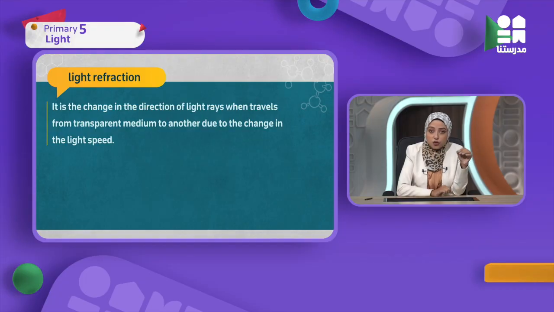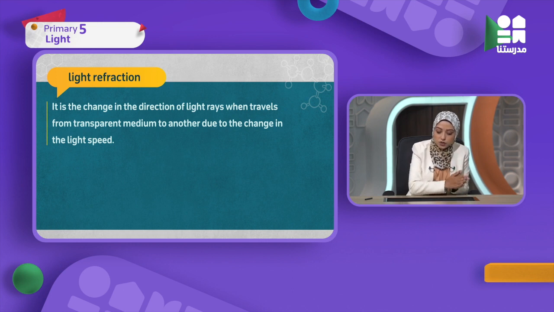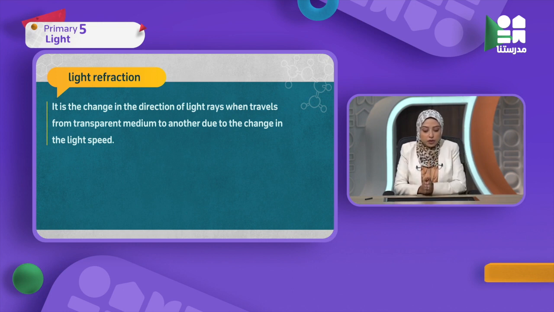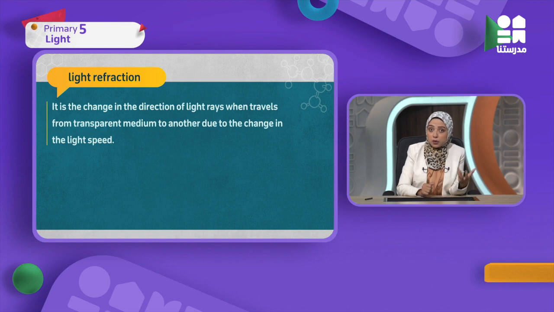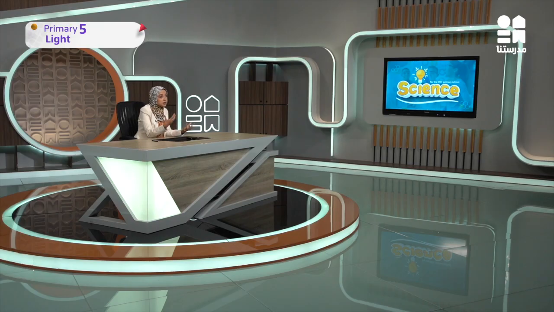The light refraction, it's the change in the direction of light rays. تغير في ال direction. It's the change in the direction of light rays when travels from transparent medium to another transparent medium due to the change in the light speed. transparent medium الأولاني كان عندنا الووتر وtransparent medium التاني كان الإير، فبالتالي التغير ده بيؤدي لللايت refraction.